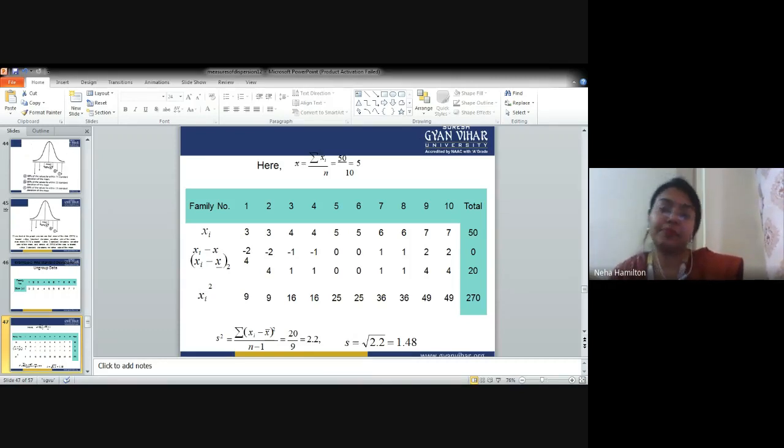Just write it down in your copies: all the values of x, then x minus x bar, then x minus x bar square, right? Just write it down.